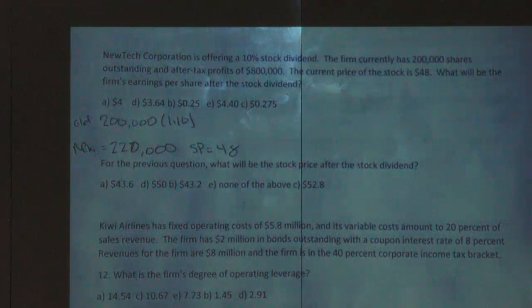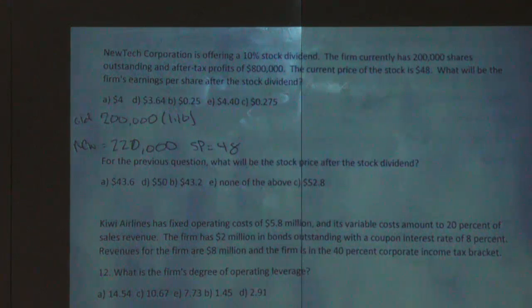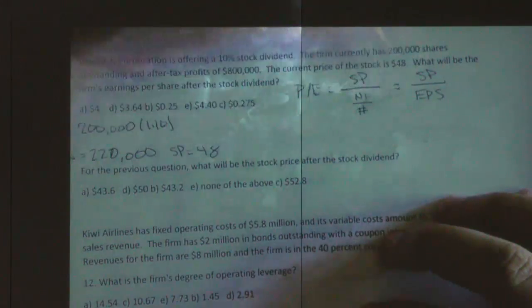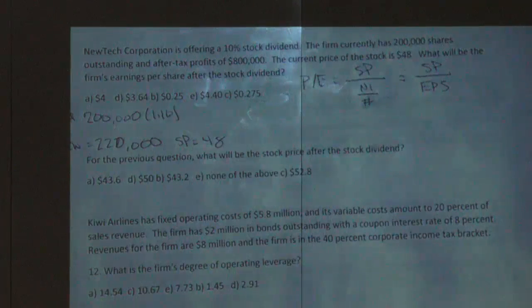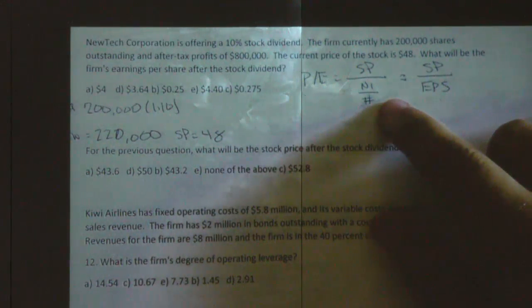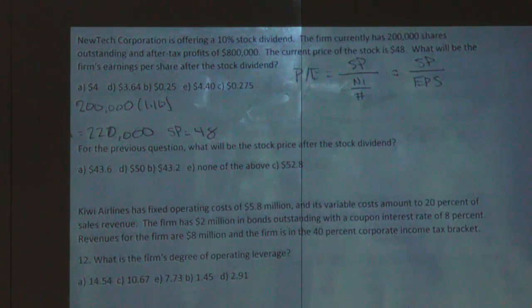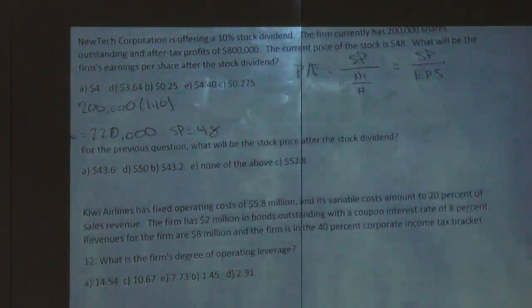Now, I'm not sure if this formula will be on the test or not, but this is the PE ratio. So PE equals the stock price over the net income over the number of shares, or in this case, over EPS. These two are the same thing. I would maybe write this down. So we want to find the earnings per share after the stock dividend. So we're basically solving for this number after our stock dividend.